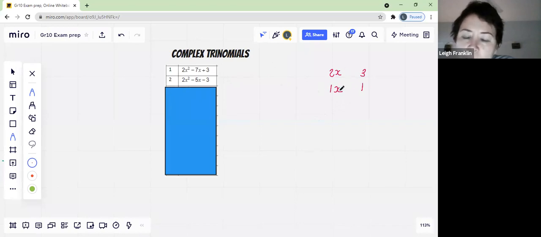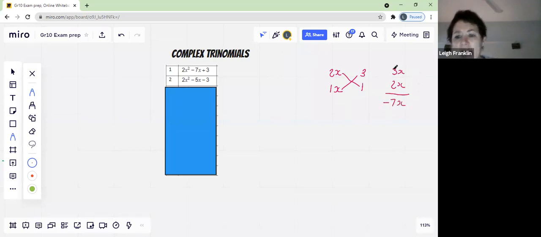So I always do that when I cross multiply. I go 1x times 3. That leaves me with 3x. And 2x times 1, that leaves me with 2x. Then I have to go back and fetch my middle term together with the sign. It's minus 7x. Now, can I make minus 7x from 3x and 2x? No, I can't. So what I've done is I've put the 3 and the 1 in the wrong order.